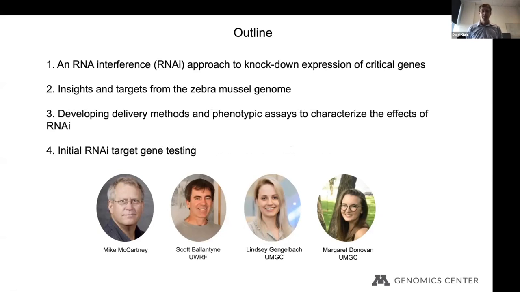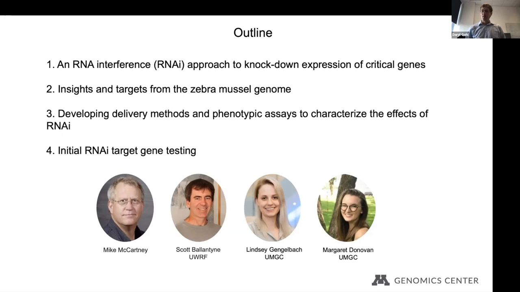this work. So today I'm going to tell you about the approach that we're taking to develop RNA interference tools to manipulate gene expression in zebra mussels. I'm going to tell you about how we're using information from the zebra mussel genome, which was another project that we did a few years back to acquire that sequence information, how we're using that to design these and pick our target genes.